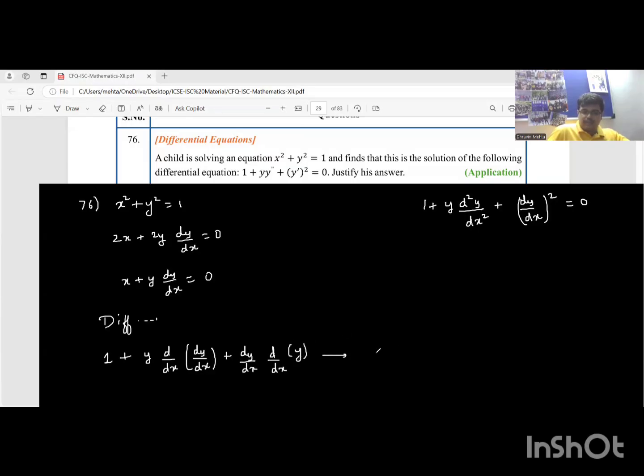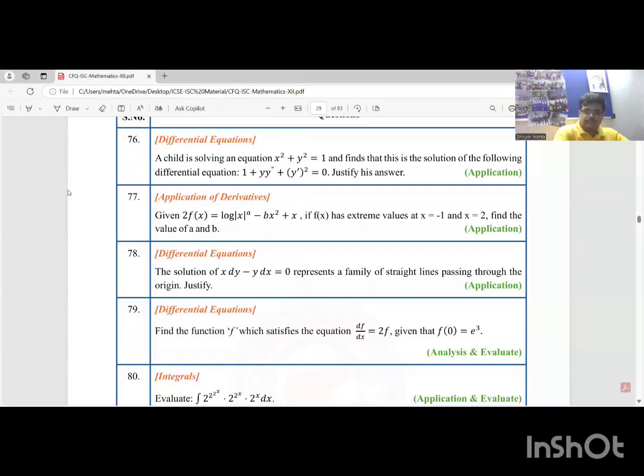So now students, when you solve this, we have 1 plus y into the derivative of the derivative, which is the second derivative, that is d2y by dx2. And plus this is dy by dx, the derivative of y, which is again dy by dx. And hence it is dy by dx, the whole square. And that's equal to 0. So this, students, is the final answer, and we have already proven this. We'll proceed, students, to the next question 78.